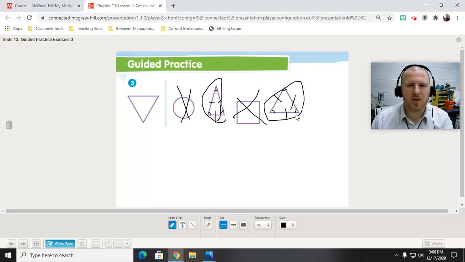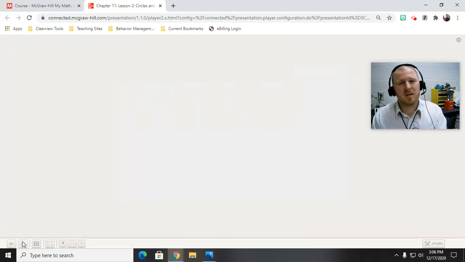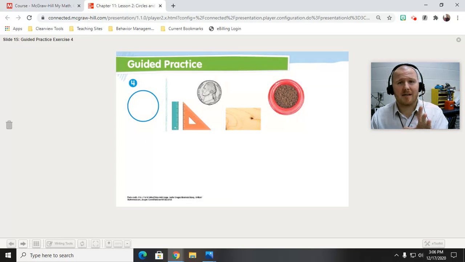But even though these triangles looked different, one was skinnier, one was fatter, they're still triangles. They have 3 sides and 3 vertices. So that is important to know. It can look a little different. It could be bigger, smaller, but still the same because it has the same sides and angles.